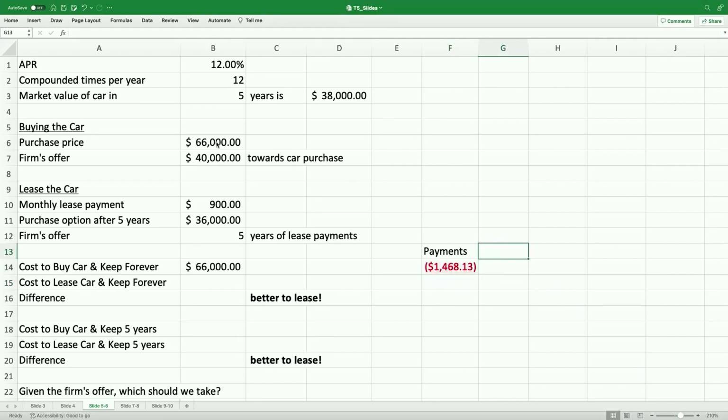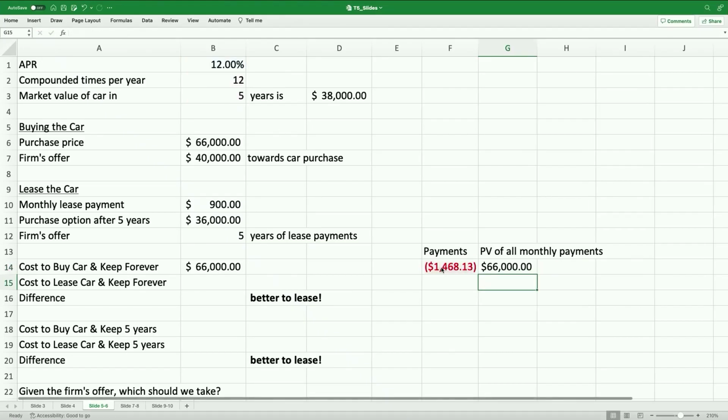But of course, the present value of all the monthly payments is just going to be equals PV, the rate, 12% divided by 12, the number of periods, 12 times 5, the payment amount, what we just found, just gets us back to $66,000.